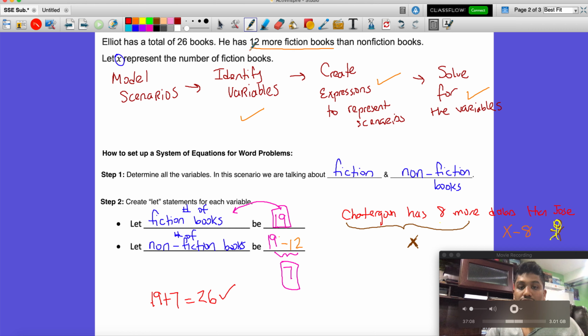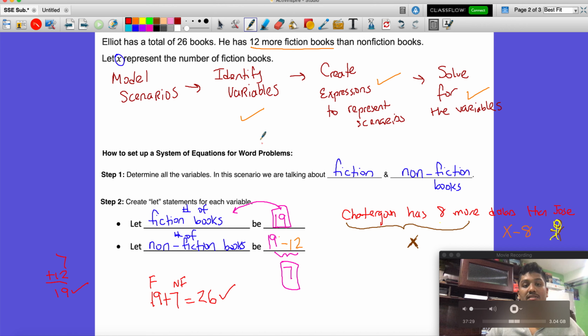Is it true that there are 12 more fiction books? Remember, this is fiction, this is nonfiction. Is it true that there are 12 more fiction than nonfiction? Let's see. 7 is nonfiction, right? If I add 12 to that, that should tell me the number of fiction. Oh, 19. Perfect. So that means that these are the correct numbers.